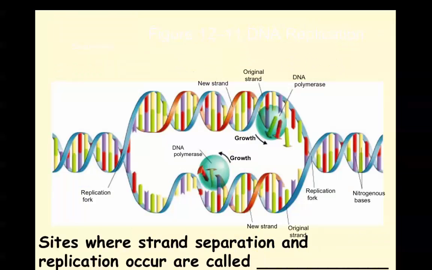Sites where strands separate and replication occurs are called replication forks. So here's the replication fork right here. That's basically where it separates that DNA strand. So we can see here's one strand of the DNA, and then this is DNA polymerase. DNA polymerase is basically what adds the complementary end. And you see another one right here. So they work in opposite directions.